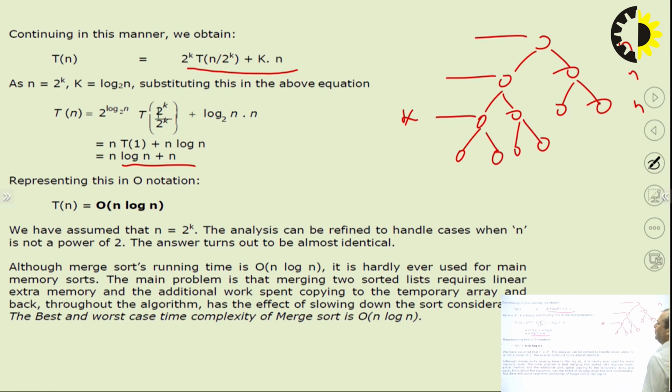So overall the time complexity of merge sort will be n log n plus n, and n log n is the greater one, so we can ignore the lesser value. So the overall time complexity of merge sort will be n log n. It is quite simple, nothing complicated. How do we do it? Every time it is n by 2.